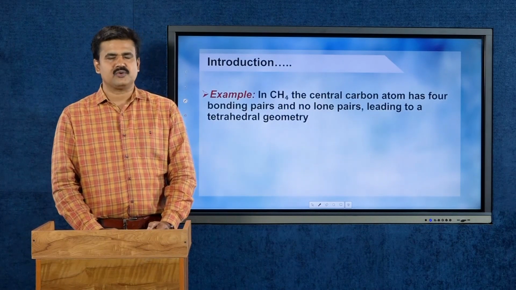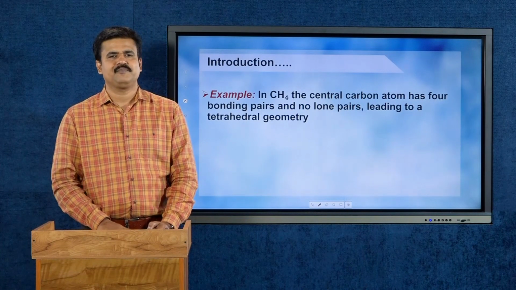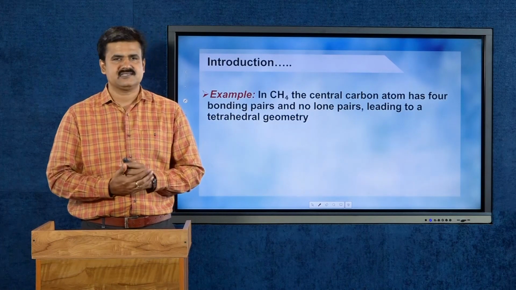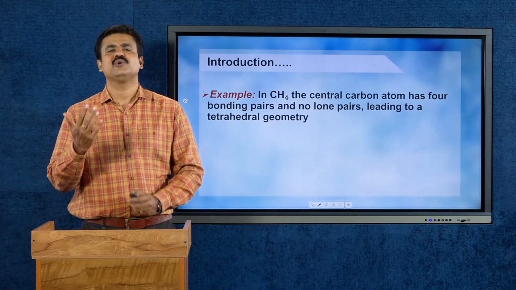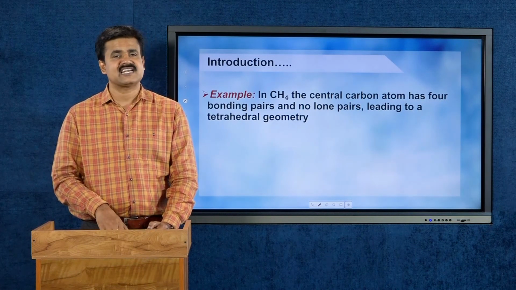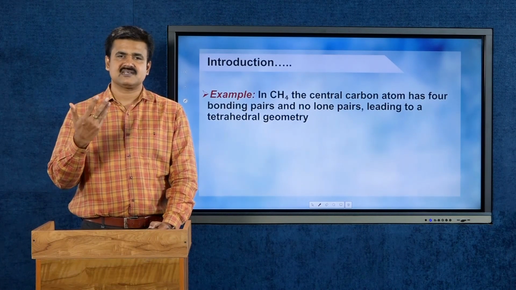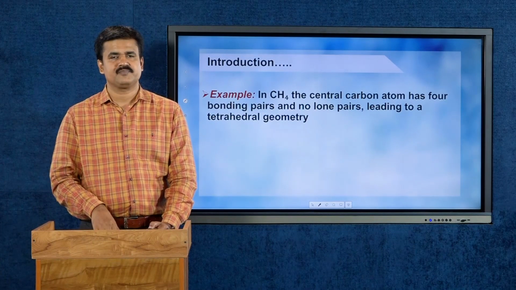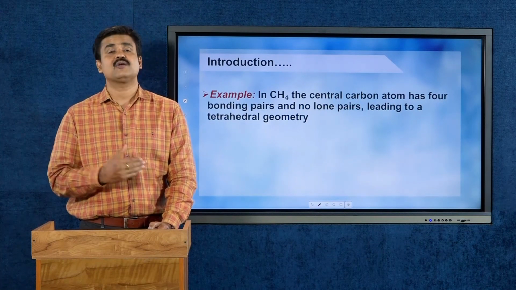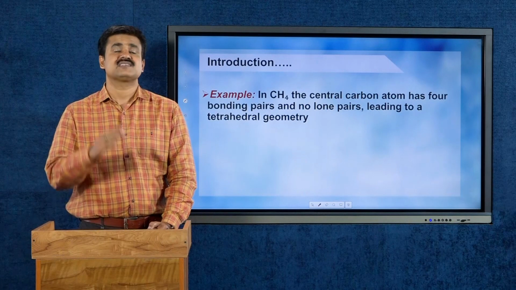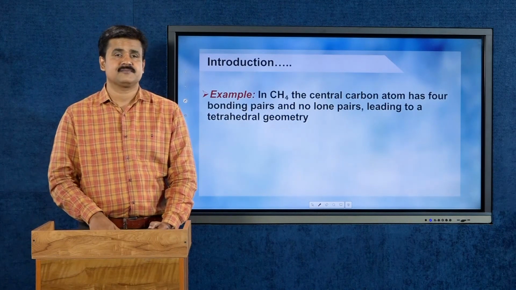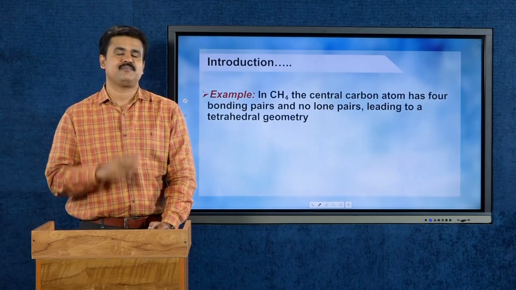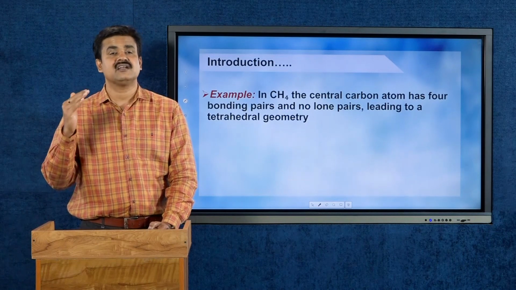Let us consider the CH4 molecule as an example. In the CH4 molecule, the central atom carbon has 4 bonding pairs and no lone pairs. You know, there are 4 valence electrons in the central atom carbon. These valence electrons are paired with electrons of hydrogen to form 4 covalent bonds. So, there is no lone pair of electrons in the central atom carbon, or simply you can say that all the electron pairs are bond pairs, and these 4 bond pairs are arranged in such a way of minimum repulsion to get a tetrahedral geometry.